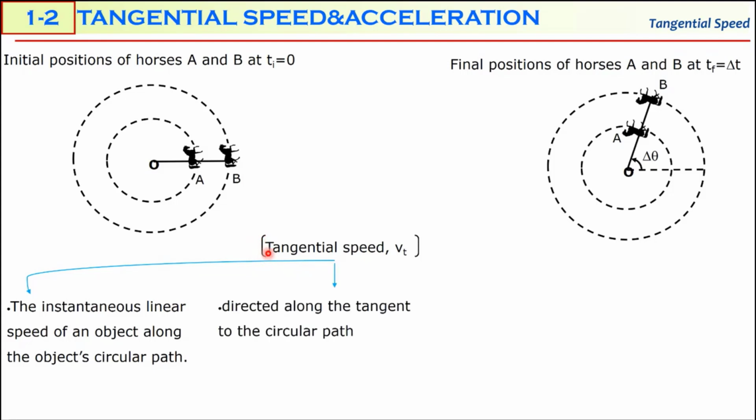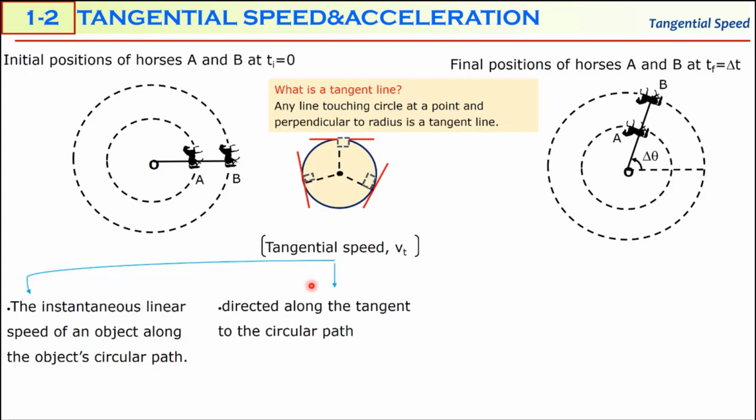So what does tangent mean? Tangent line. So what is a tangent line in maths? Now we should first learn this. What is a tangent line? This is the definition of a tangent line in maths. Any line touching a circle at a point. Yes, touching the circle at a point, here, here, here, or here, or every point.